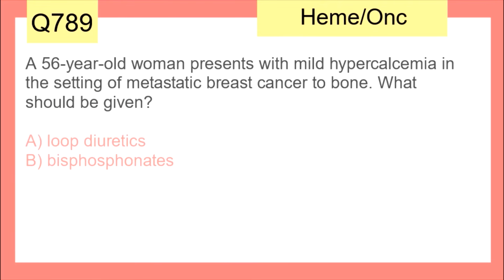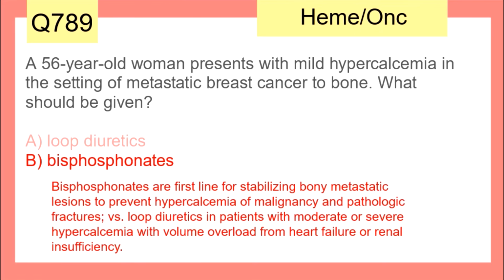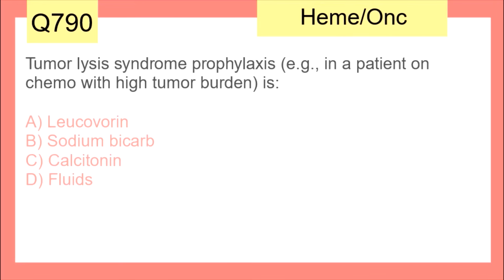789, a 56-year-old woman presents with mild hypercalcemia in the setting of metastatic breast cancer to bone. What should be given? We give bisphosphonates to these patients. Bisphosphonates are first line for stabilizing bony metastatic lesions to prevent hypercalcemia of malignancy and pathologic fractures. Loop diuretics, in contrast, are given to patients with moderate or severe hypercalcemia with volume overload from heart failure or renal insufficiency.